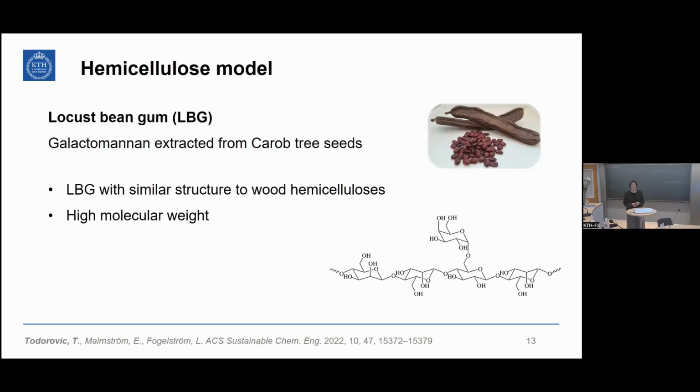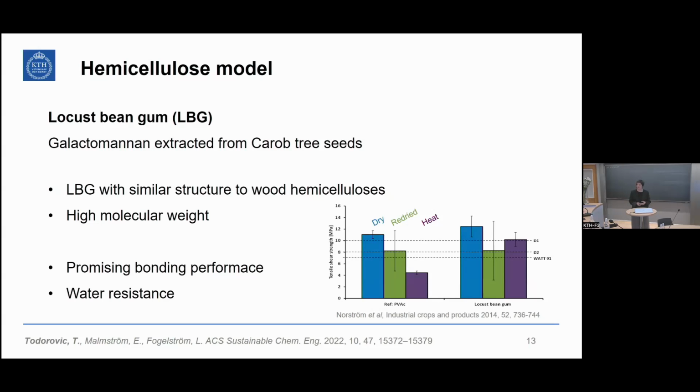It's a galactomannan that originates from carob tree seeds. And why we use it as a model? There are several reasons. One is that it has similar structure to wood hemicelluloses. It has high molecular weight, over 1 million Dalton, and that was advantage because then we can relatively easily hydrolyze it and change the molecular weight. And also what was very important, in the previous studies in our group, when locust bean gum was used to bond veneers, it showed promising bonding performance and also water resistance, even though it has only hydroxyl groups as functional groups in its chain.